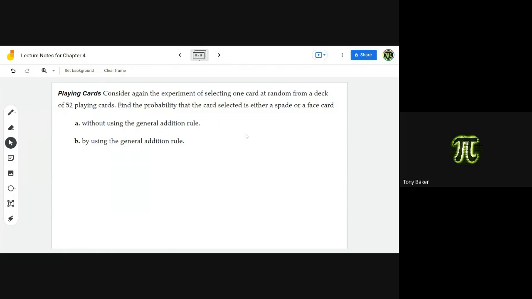All right. What's the probability that a selected card is either a spade or a face card? So when we look at this one, we're not going to do it the two different ways because I'm not going to make you actually just sit there and write them all out.